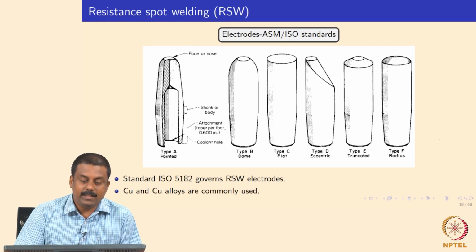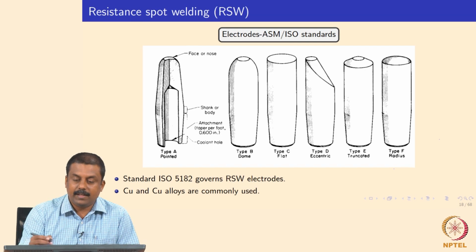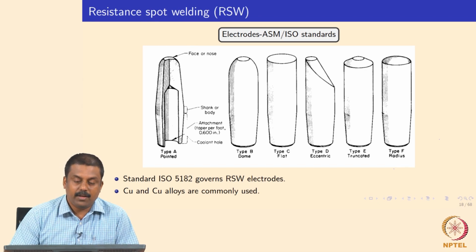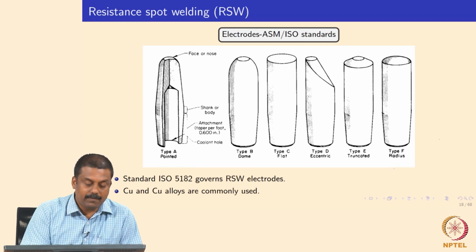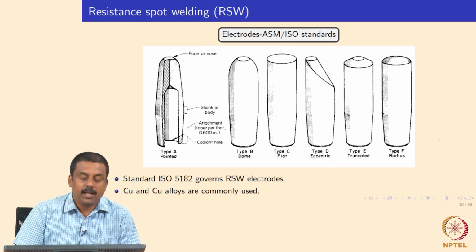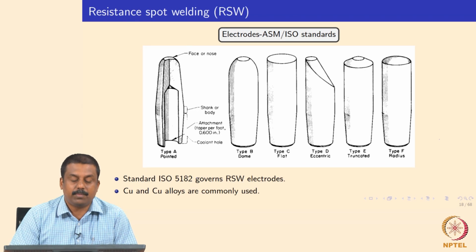So, we will continue to look at the process characteristics of resistance spot welding. We looked at the various shapes of electrodes used for resistance spot welding: type A, type B, type C, type D, E and F. And then we also looked at the most commonly used electrodes. Based on your weld geometry and accessibility, we can choose the electrodes we want to use in spot welding applications. For future reference, you can look at the ISO standard 5182, which governs the electrode dimensions and the shapes of the electrodes commonly used for resistance spot welding.